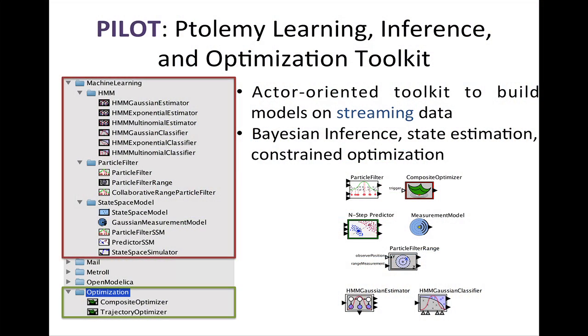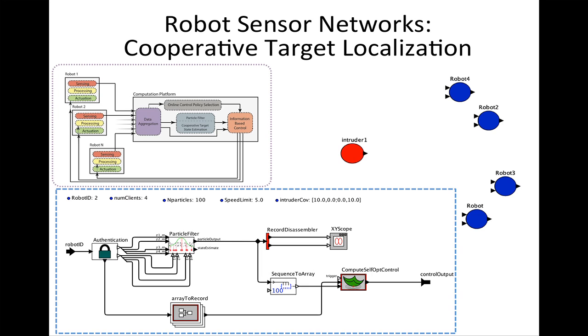An actor in Ptolemy has input ports, output ports, and an input representation, as opposed to object-oriented models where you have function calls interacting with objects. For an actor-oriented language, you would have data flowing through an actor model. And Pilot is the learning and optimization toolkit that is built upon Ptolemy. It is actor-oriented, and currently we're building Bayesian inference, state estimation, and optimization models that are operating especially on streaming data. So I'd like to move on to the applications we've considered.